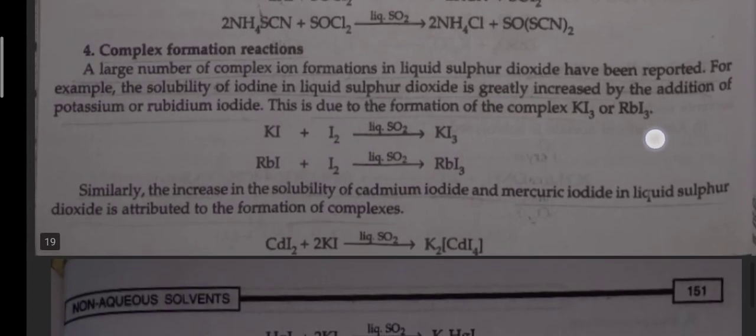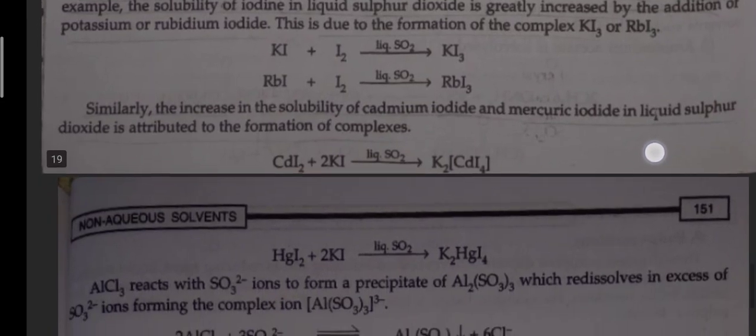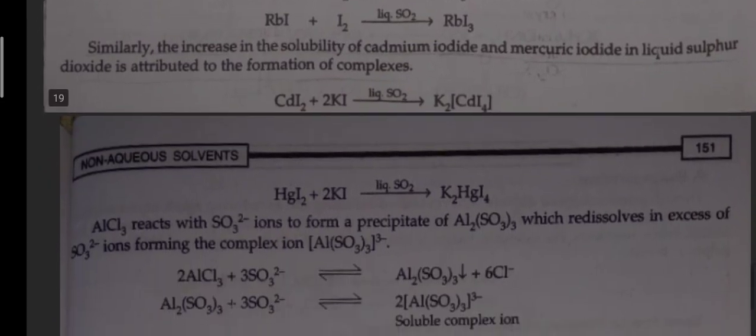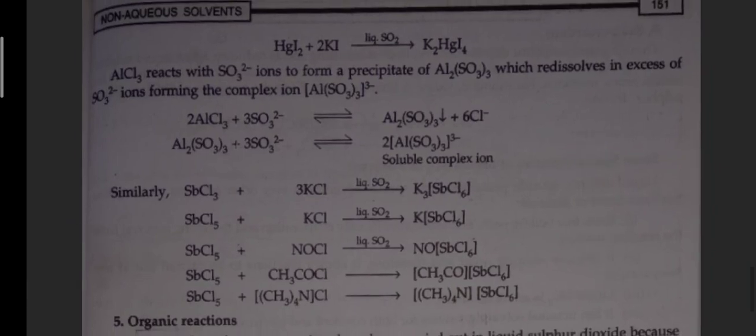Fourth is complex formation reaction. A large number of complex ion formations in liquid sulfur dioxide have been reported. For example, the solubility of iodine in liquid sulfur dioxide is greatly increased by the addition of potassium or rubidium iodide. This is due to the formation of the complex KI3 or RbI3. Similarly, the increase in the solubility of cadmium iodide and mercuric iodide in liquid sulfur dioxide is attributed to the formation of complexes. Now again, these are some reactions given.